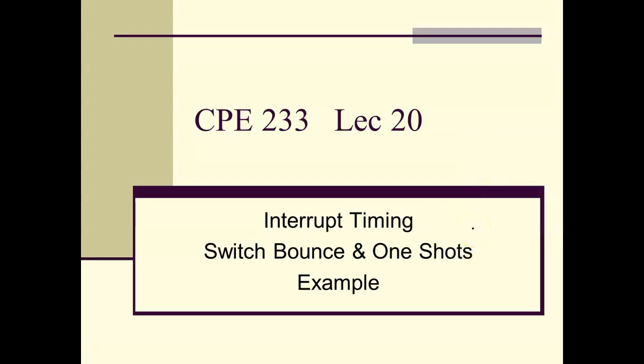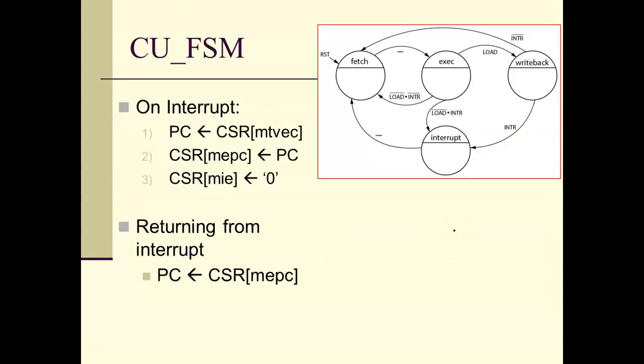This is lecture 20. So what we have here is quite a few interrupt timing examples, and then we want to talk about switch balance and one-shots, and finally we'll do an example or two in this set of lectures. So this is the state diagram describing the state machine that controls the sequencing of instructions in the RISC-V.